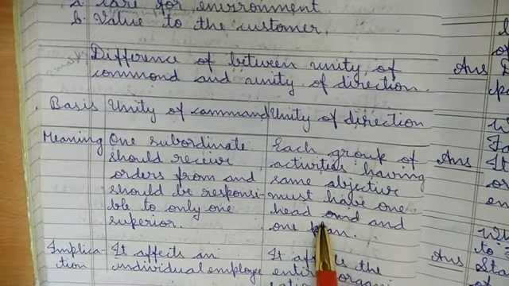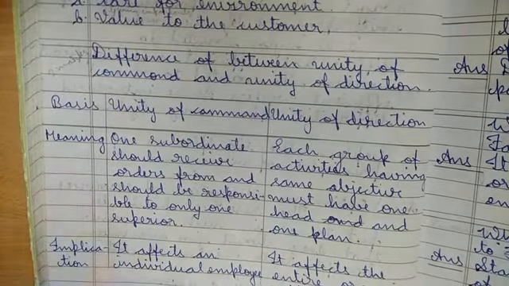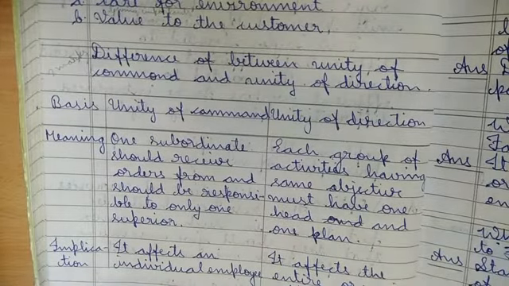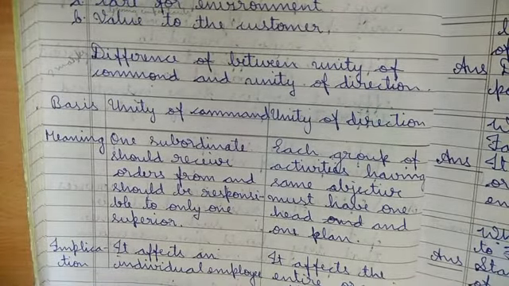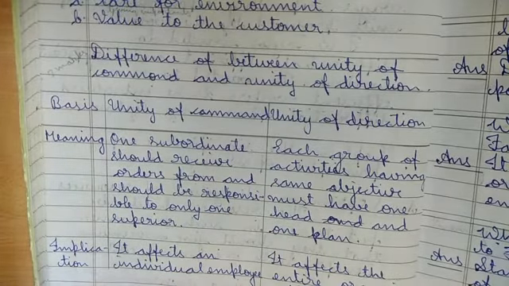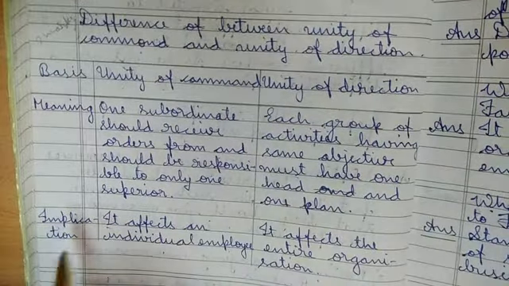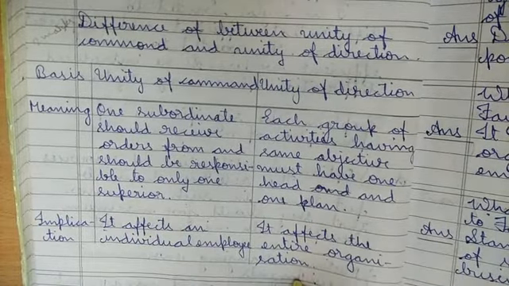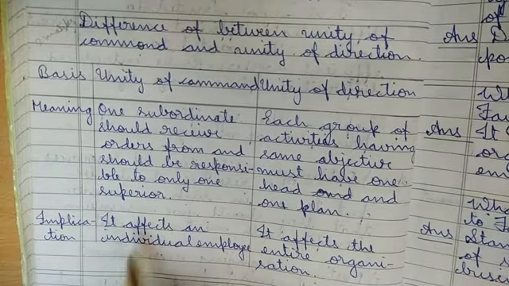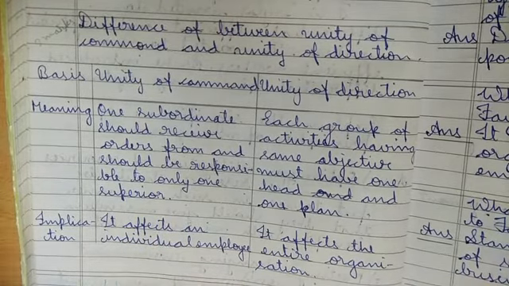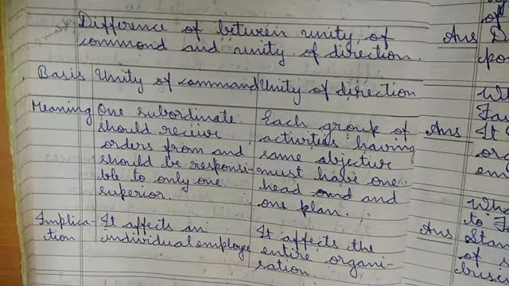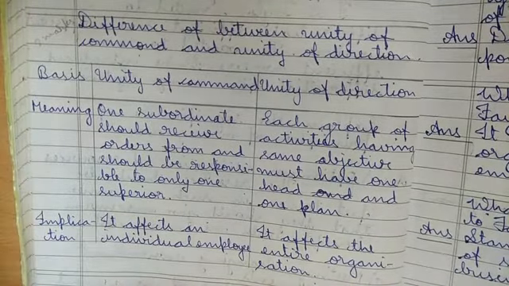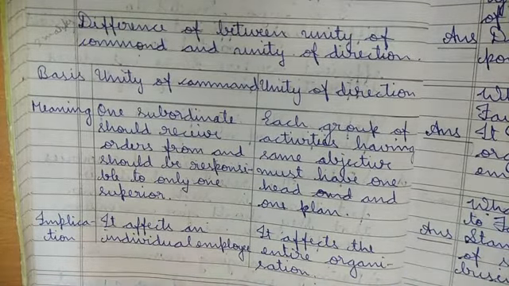But in unity of direction, if your classmates are divided into groups A, B, C, then group A will have one boss, that is one leader, and group B will have one leader. Next is implication. Unity of command affects an individual employee, while unity of direction affects the entire organization. Here it will affect an individual employee because one boss will be ordering works. You have to do this work, you have to submit this, everything he'll be saying to the one employee only, and this boss is also one only.